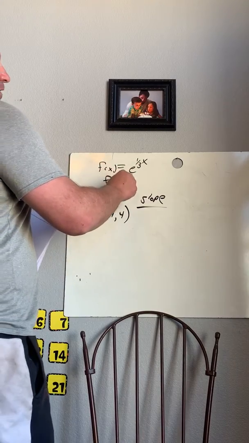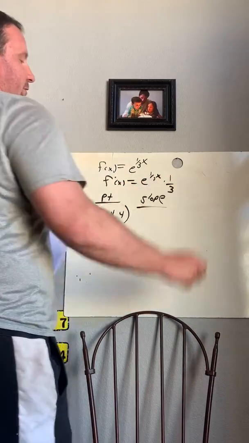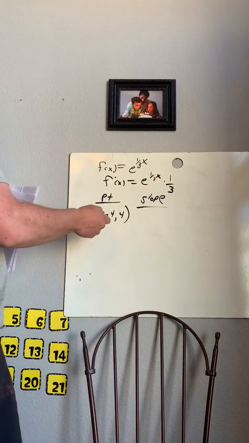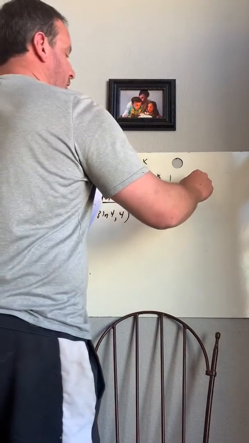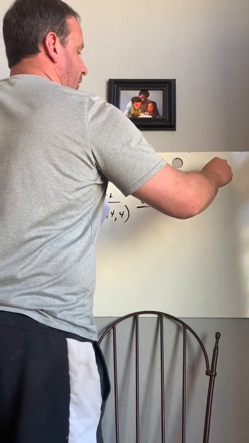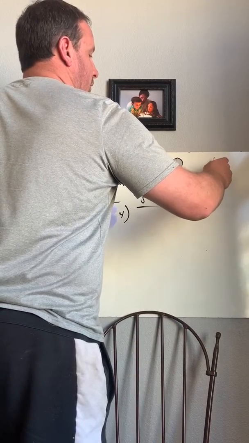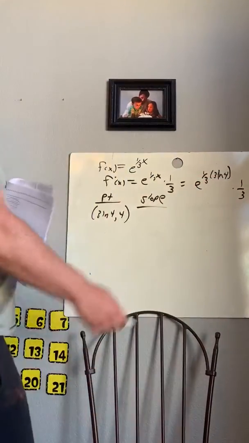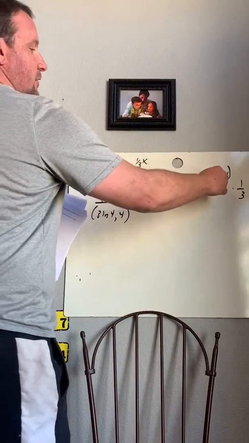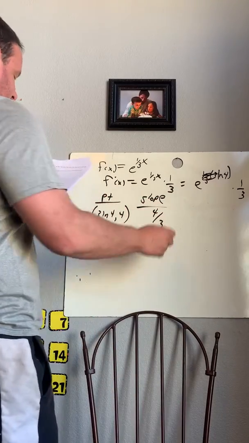So I take the derivative and I get e to the 1/3 x times 1/3. And then I need to plug this point right here in, the 3 natural log of 4. So I get e to the 1/3 times 3 natural log of 4 times 1/3. And 1/3 times 3 goes away. E to the natural log 4 is just 4, so I get a slope of 4/3.